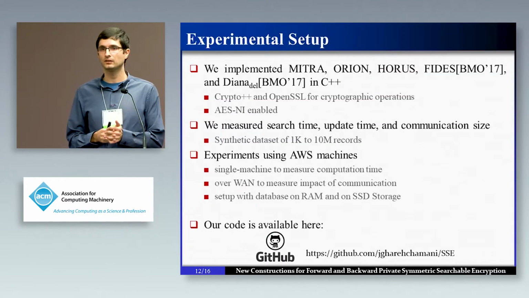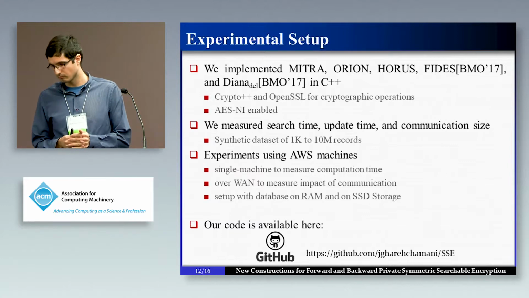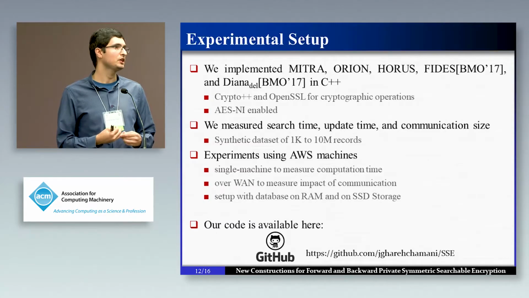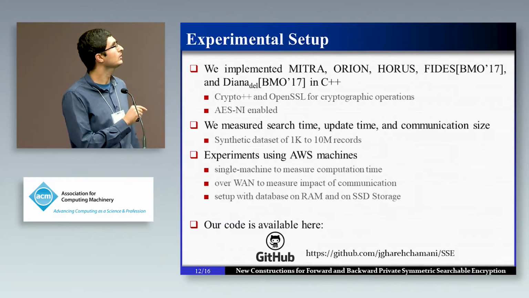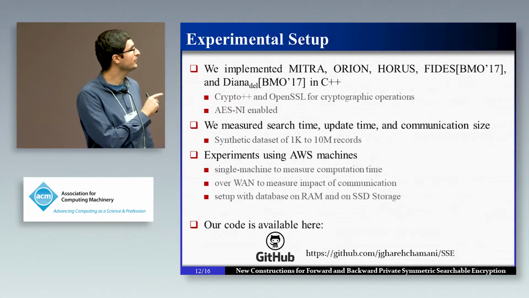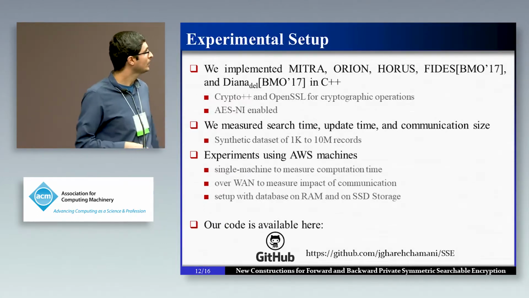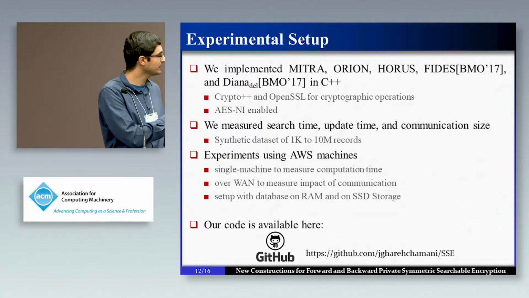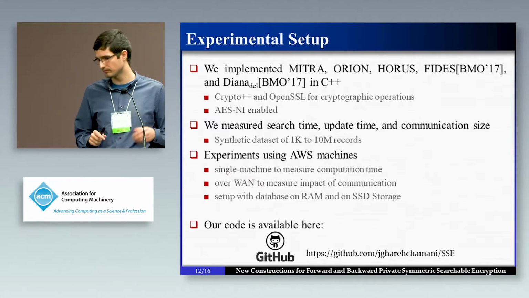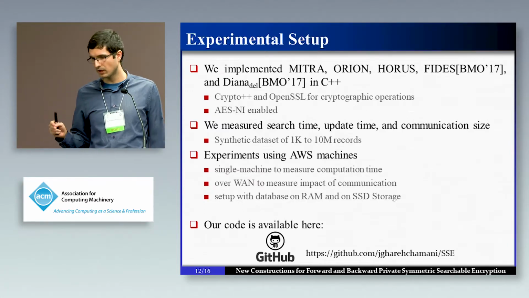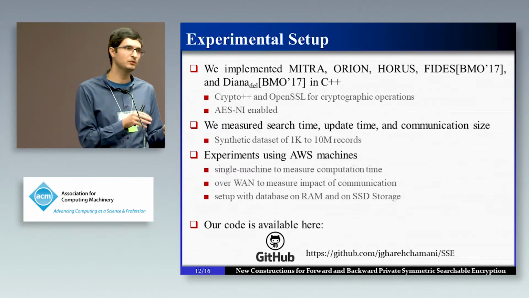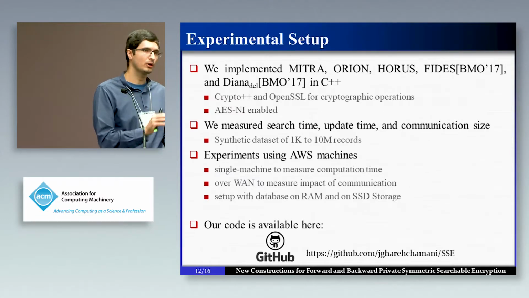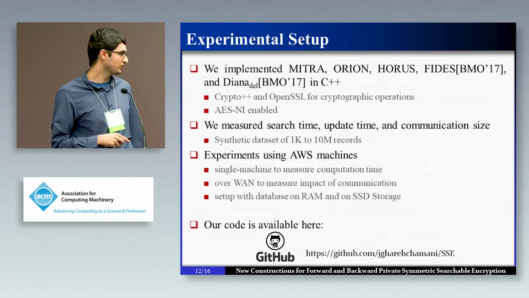Okay, let me explain our experimental evaluation. We implemented our schemes MITRA, ORION, and Horus, in addition to two schemes from the Bost et al. paper, Fides and Diana-Del, in C++. We measure search time, update time, and communication size on a synthetic dataset of 1,000 to 10 million records. We executed our experiments on AWS machines, in a single machine setting where client and server are on one machine, and over a WAN to measure the impact of communication. Our code is publicly available.